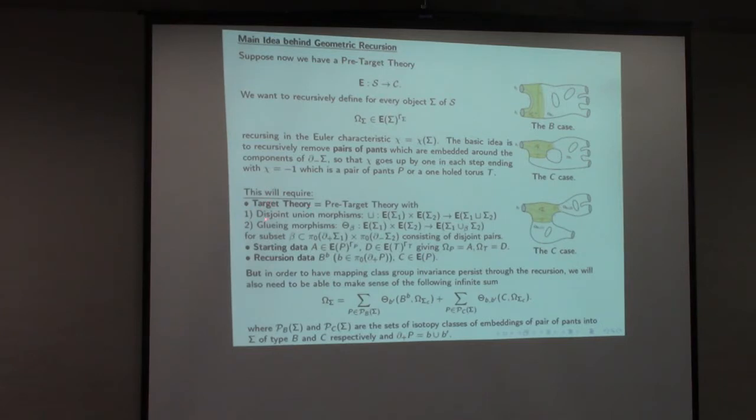A target theory has this disjoint union bilinear map, and it has this gluing map, which is also a bilinear map. We have some starting data, which is the thing for the pair of pants and the thing for the one-holed torus. And then we have this recursion data, which is B and C. And then we stick it into this formula here, where we sum over all pairs of pants of this B type, and we glue B to what we have recursively already constructed of the remaining surface, which is always called sigma. Same thing in the C case here, and we sum this.